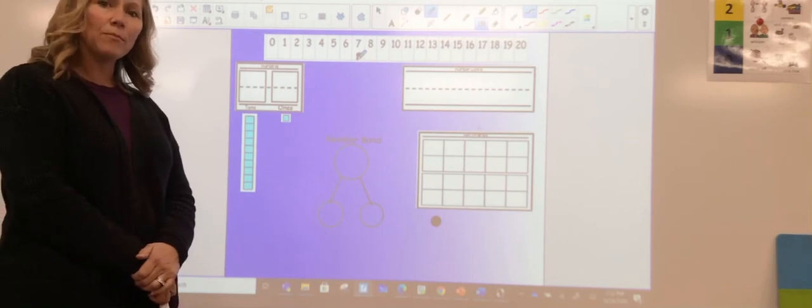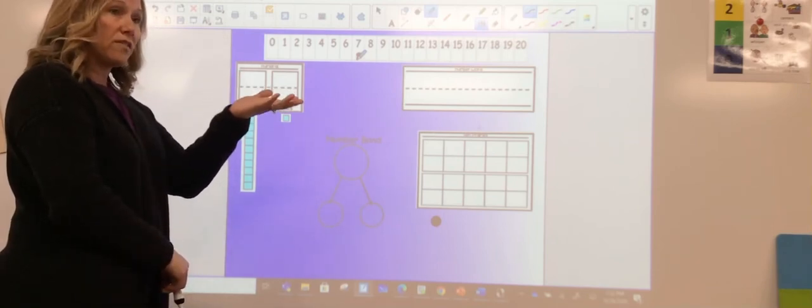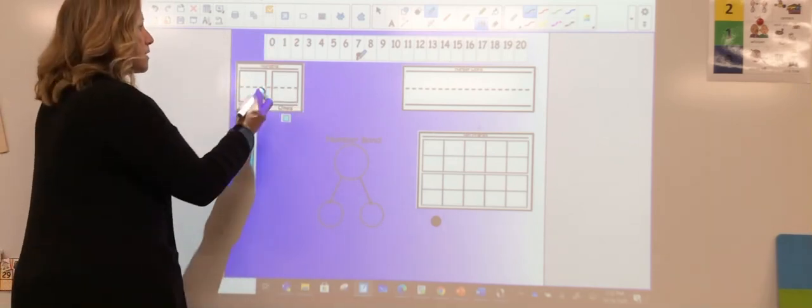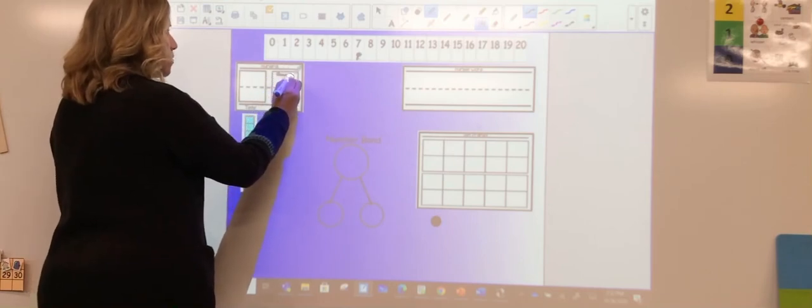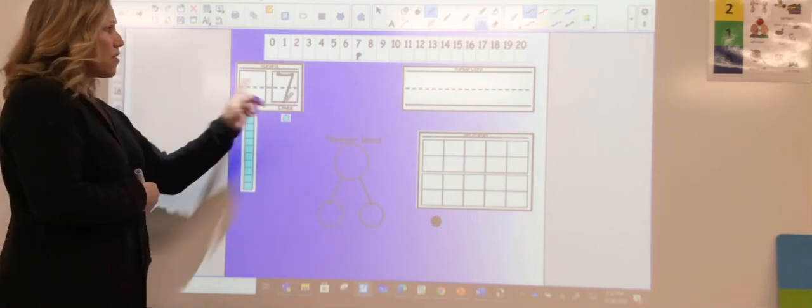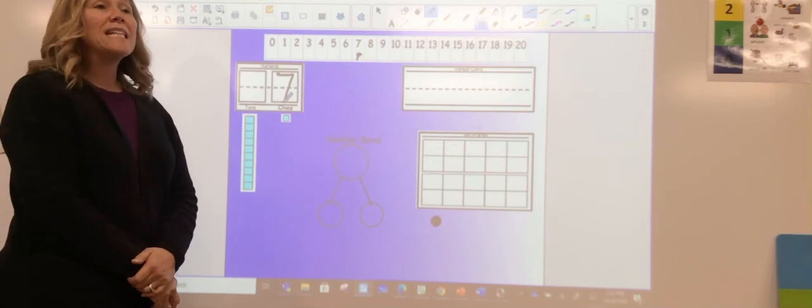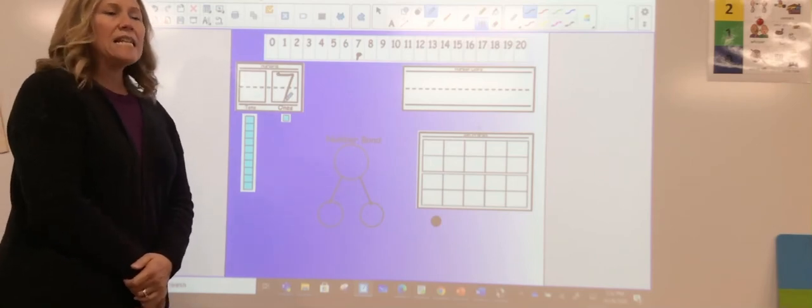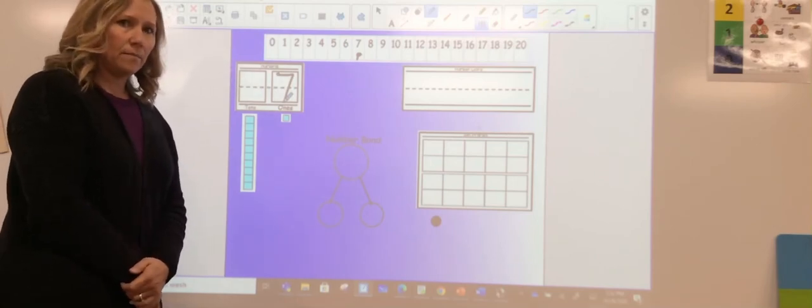So let's write the number 7. Remember, we always start at the top and we come down, just like when we do our letters. Line over and a line down. That, my friends, is the number 7. Can you say that? 7.